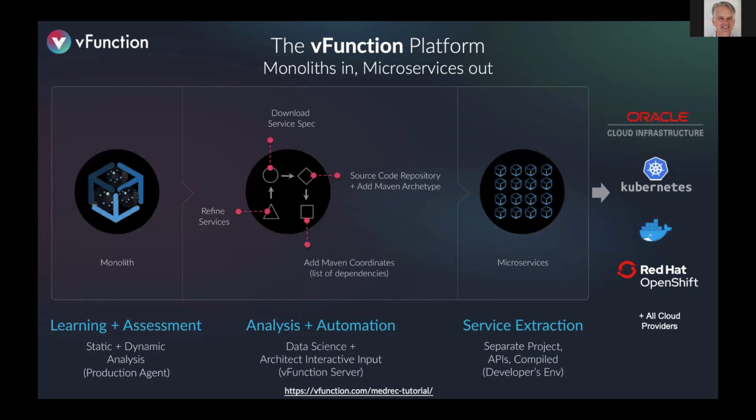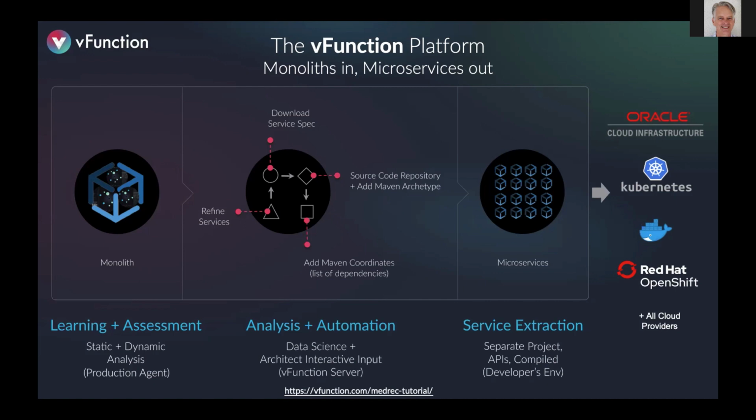The vFunction platform itself, at a high level, takes place over 3 phases. And that first phase, the learning and assessment phase, really has both a dynamic and static component. This is where we learn the application. The dynamic analysis uses a native JVM agent, and usually it's deployed in QA or staging. It can also be deployed in production too. And that actually observes the business flows in the application, much like an APM, or application performance monitoring agent, sampling threads, analyzing call trees, but at a very detailed business flow and business logic level, memory and more information.